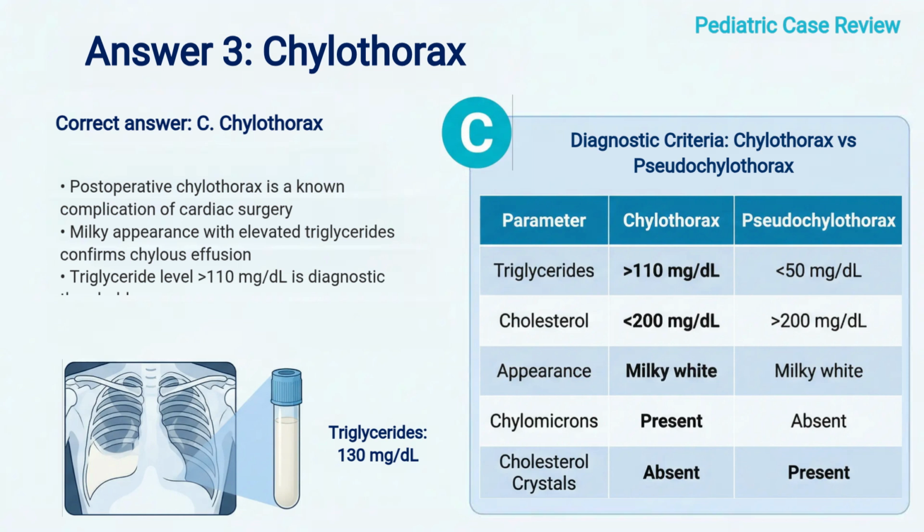It is critical to distinguish true chylothorax from pseudochylothorax. In chylothorax, triglycerides exceed 110 milligrams per deciliter, cholesterol is below 200 milligrams per deciliter, chylomicrons are present, and cholesterol crystals are absent. In pseudochylothorax, the pattern is reversed, with high cholesterol, cholesterol crystals present, and triglycerides below 50 milligrams per deciliter.